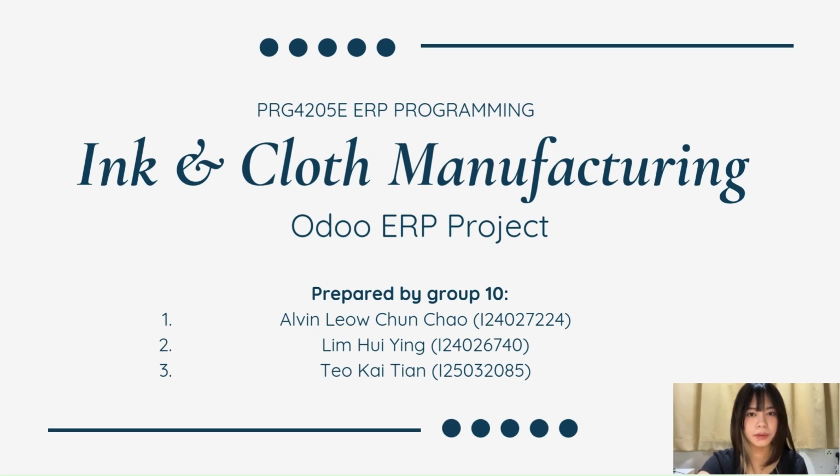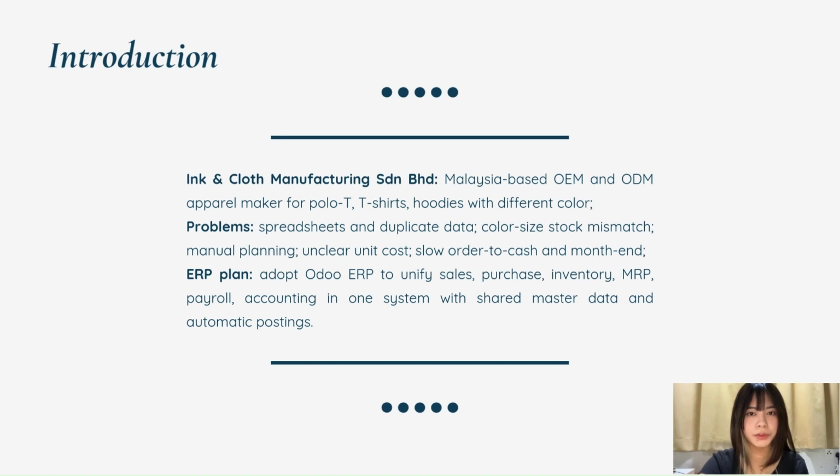Our project is about using Odoo ERP for a small apparel company called In and Cloth Manufacturing, Sdn Bhd. So we will quickly walk through this company, the problem they had, and how our setup ties sales, inventory, production, and accounting together. Here is a quick intro to the company.